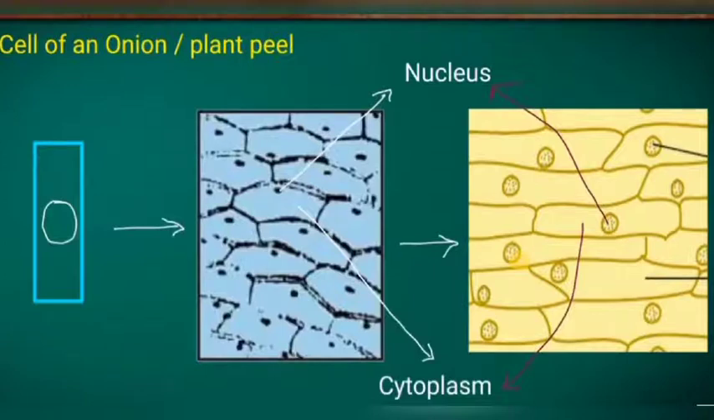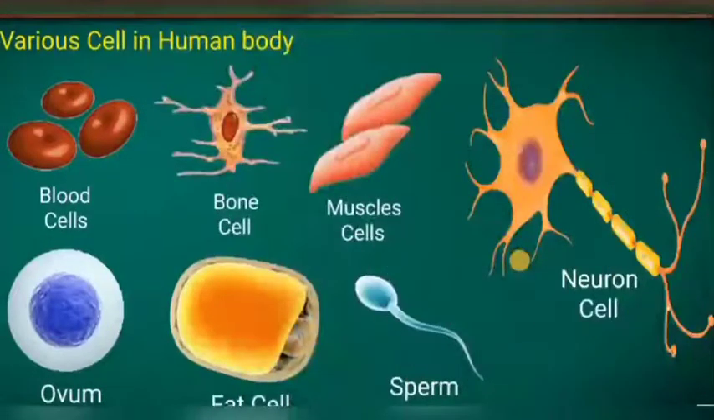Now we will study the different kinds of cells present in the human body. Now let's see the figure. In the first figure, you can see a round shaped cell. This round red cell is known as a blood cell. The second one is a bone cell. Our bone is made up of this kind of cell.